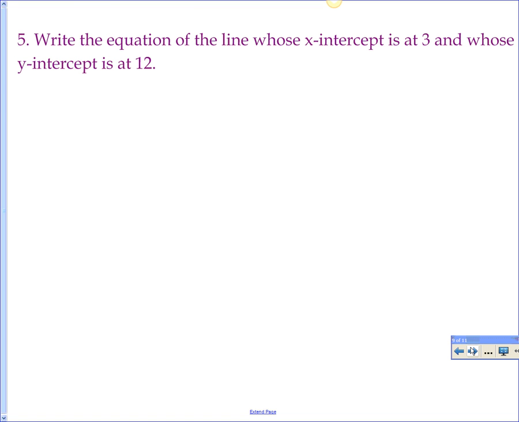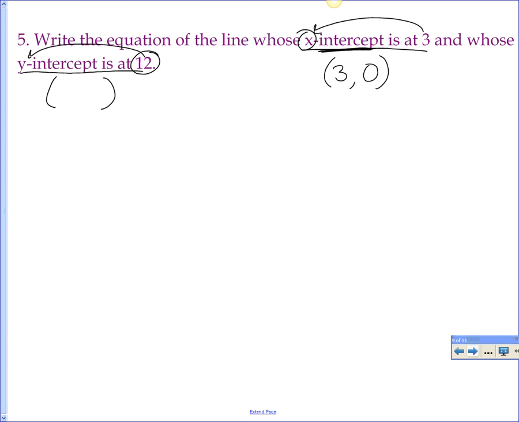All right, write the equation of a line whose x-intercept is at 3 and whose y-intercept is at 12. Okay, so whenever you see x-intercept at 3, you need to make that a point. It's the x-intercept, so you're going to put 3 in the x spot and a 0. Intercept means 0. All right, the y-intercept at 12, that's a separate point. This one, the 12 goes in the y spot. What are you going to put in the other one? 0. Good.